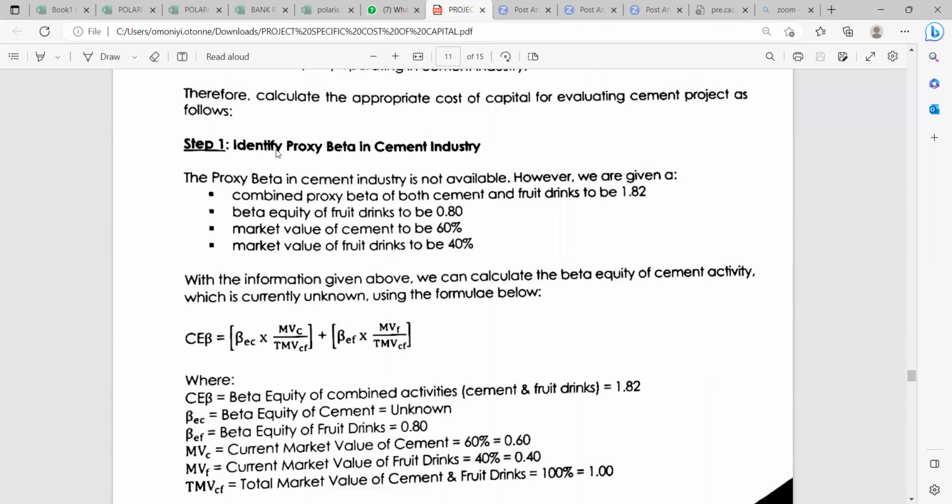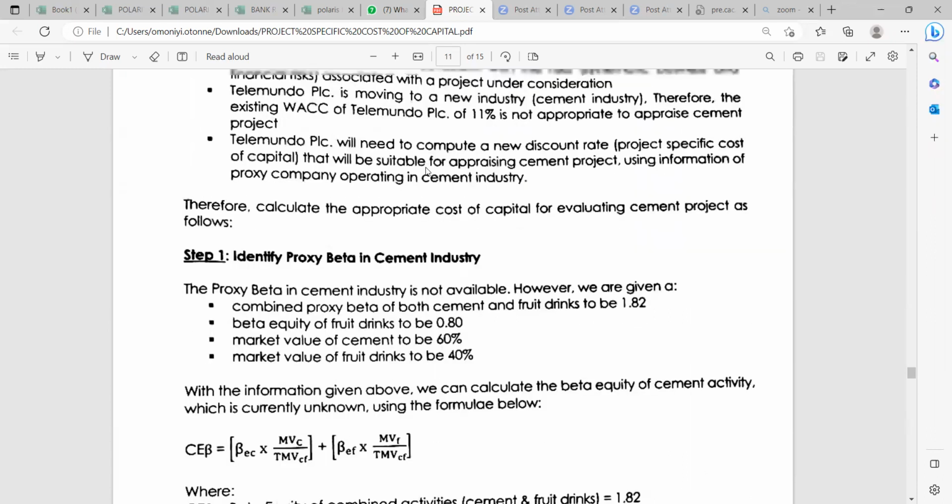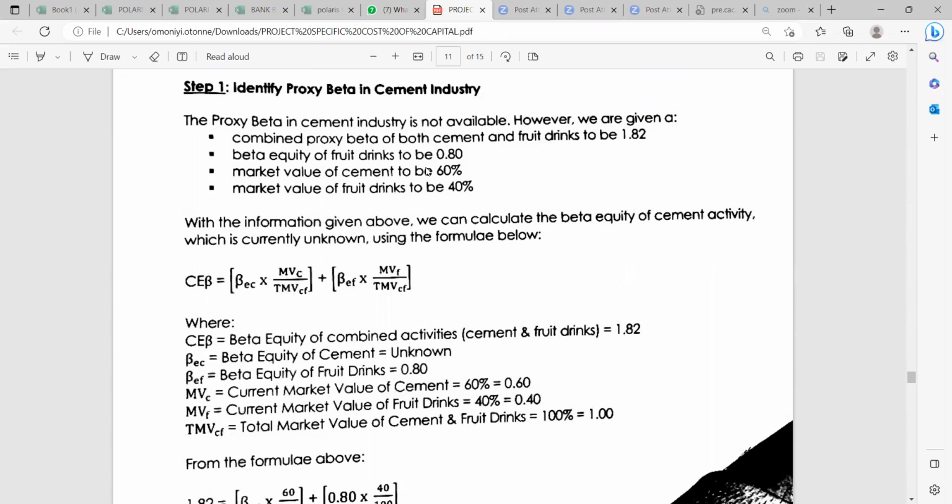Now, step one, identify the proxy beta in the cement company or the listed company. There is a formula to use to calculate the beta factor if you are not given. Please pay attention here. This is where the major part is. Once we can get past this place, we are good to go. Just follow the same process.